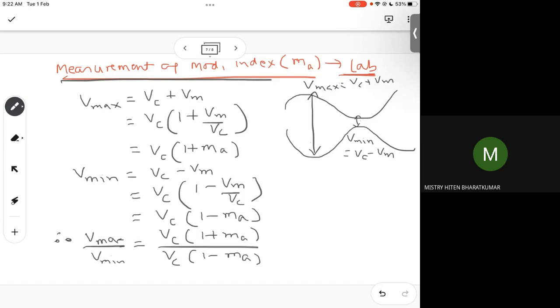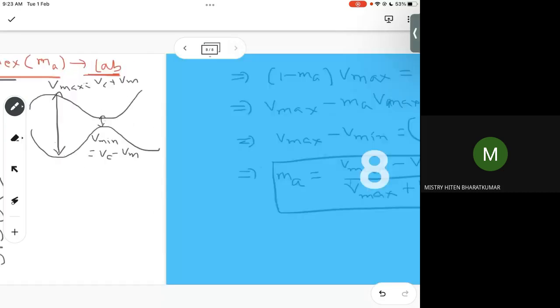Now let's see the frequency representation of the AM signal, which is a new topic.